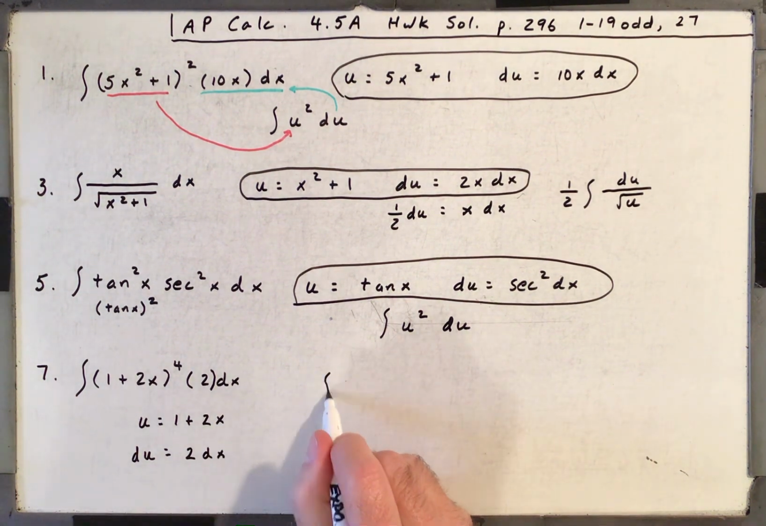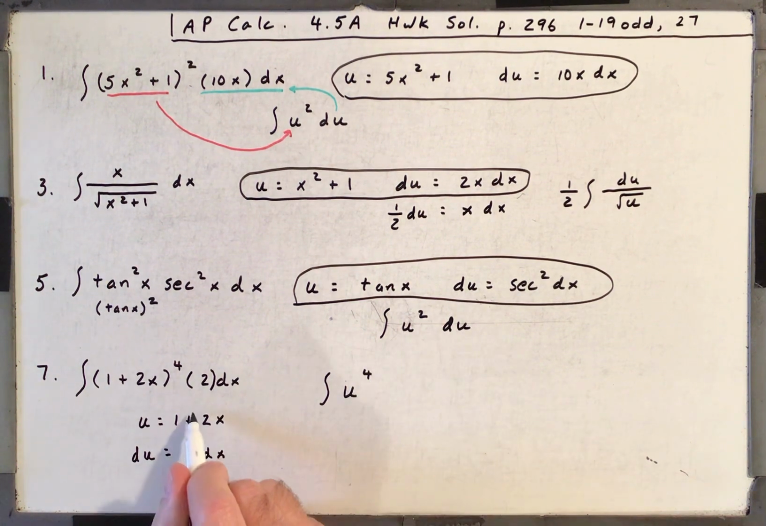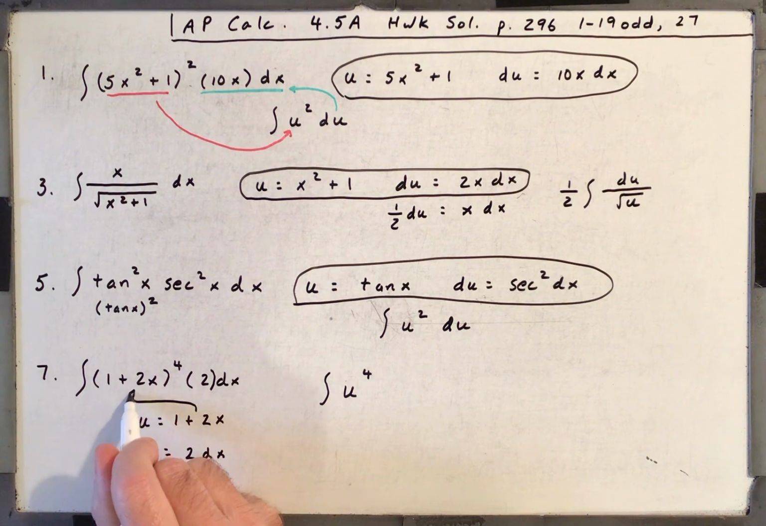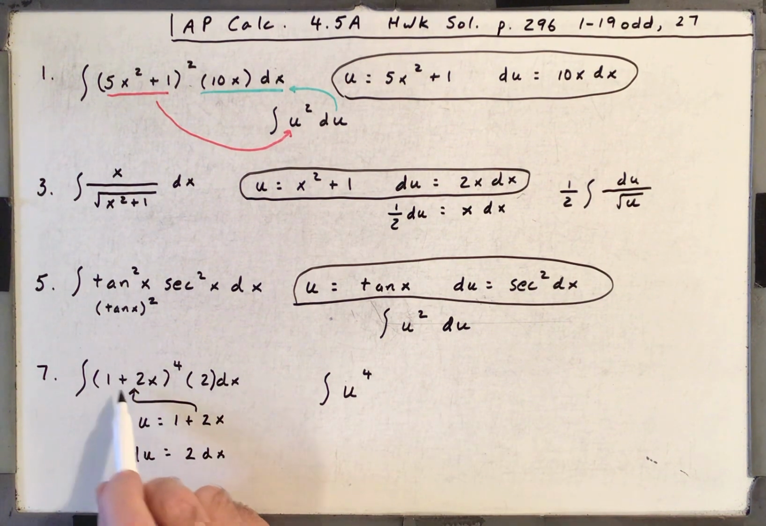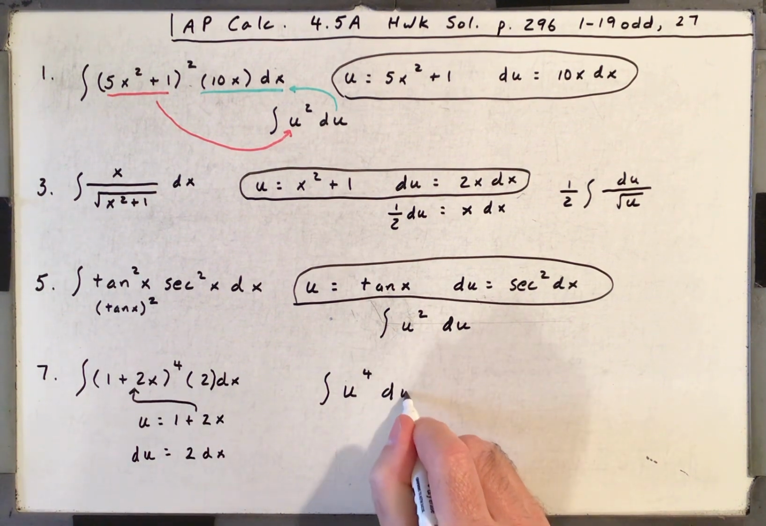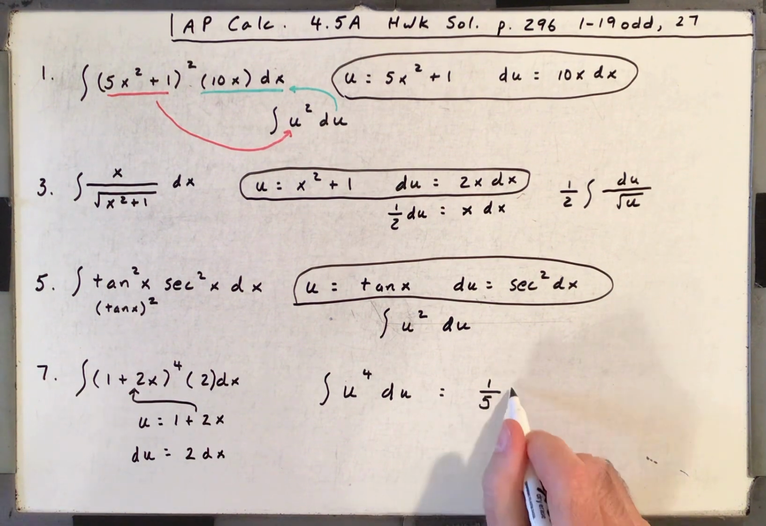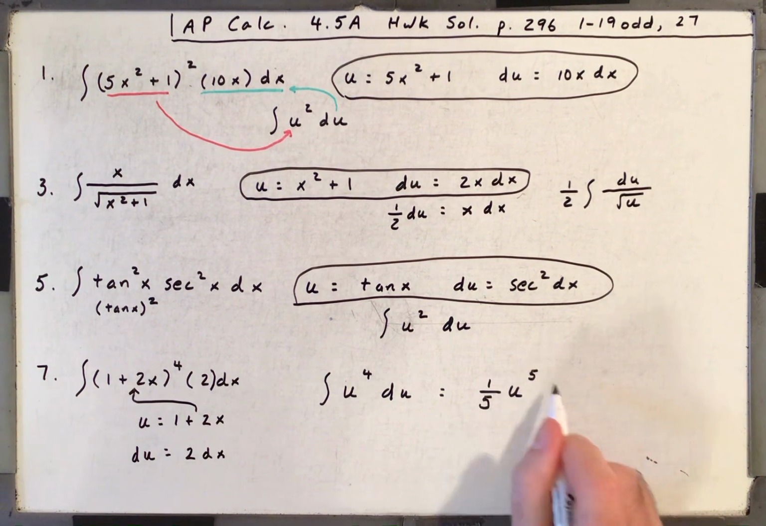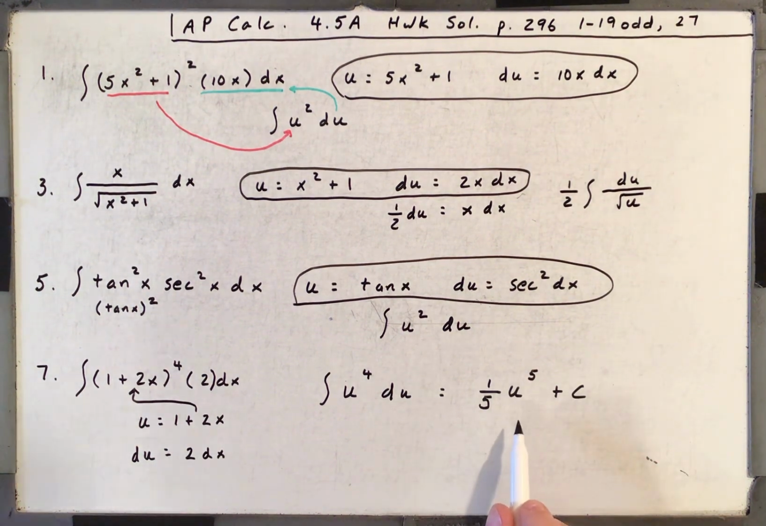So we can rewrite this integral as u to the 4th, because remember, u just goes right there. That's u. U to the 4th, and 2 times dx is du. So we can integrate that. That would be 1/5 u to the 5th plus c. Now you can't stop there. You put u in the problem, you have to take u back out.